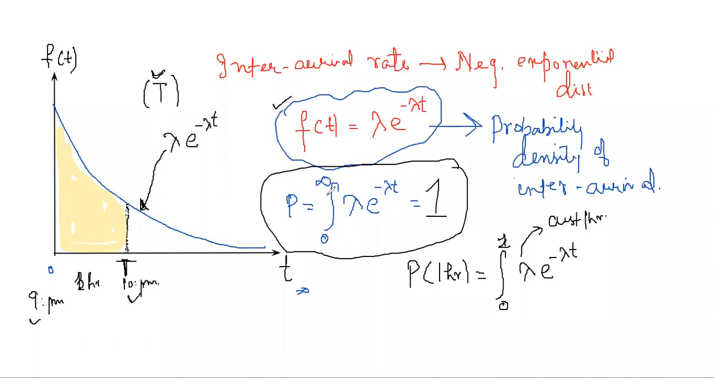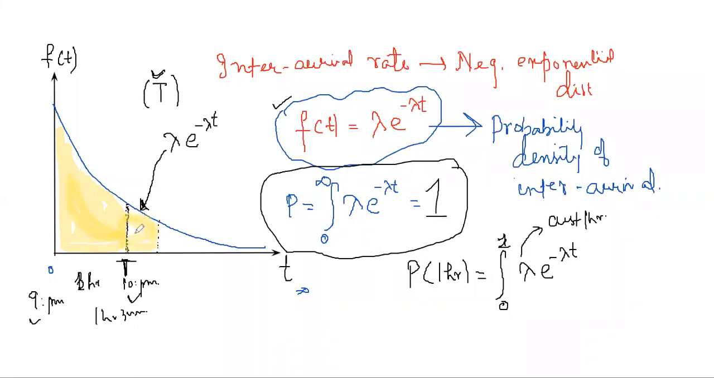So by this, we can calculate the probability of the inter-arrival time having this value. What will be the probability of an inter-arrival time of 1 hour? What will be the probability of an inter-arrival time of 1 hour 30 minutes? Then we have to see the area of this graph up to this point.